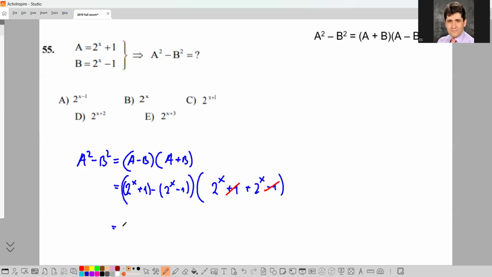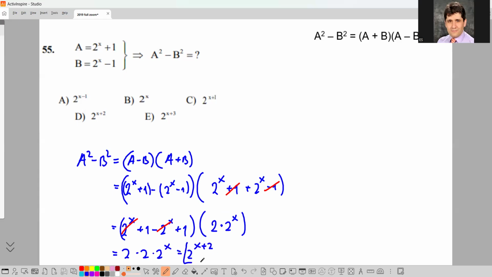Which practically cancel, and you get 2 to the power x plus 1 minus 2 to the power x plus 1 on the first term. On the second, you get 2 times 2 to the power x. So you get cancel. That means 2 times 2 times 2 to the power x, which is 2 to the power x plus 2. How do we get that x plus 2? You just add the powers, x plus 1 plus 1. It's x plus 2.